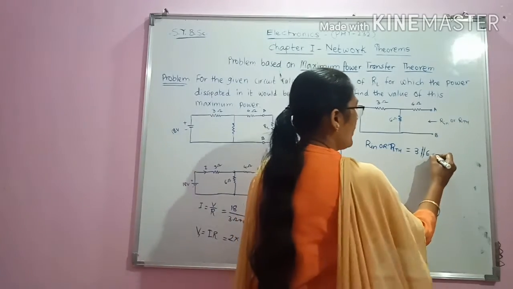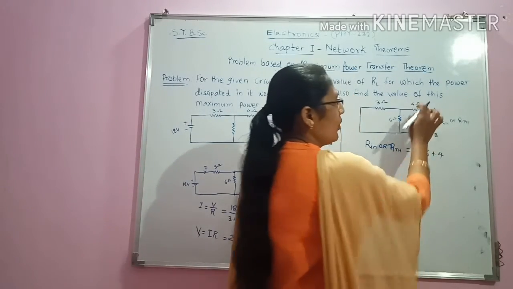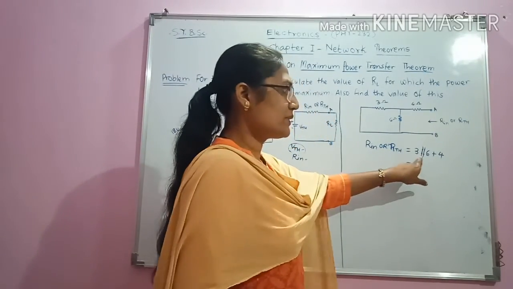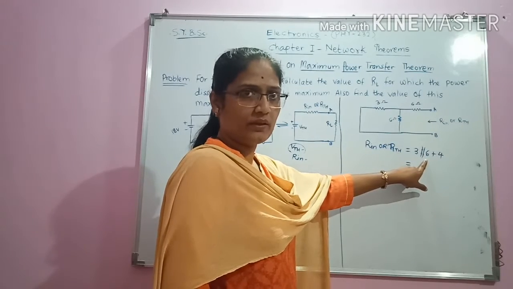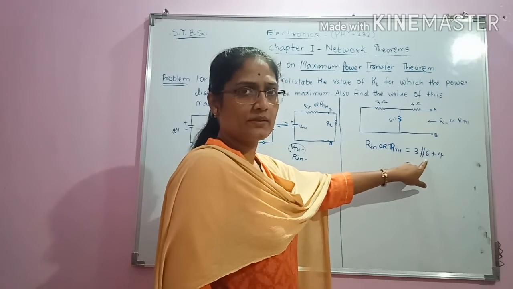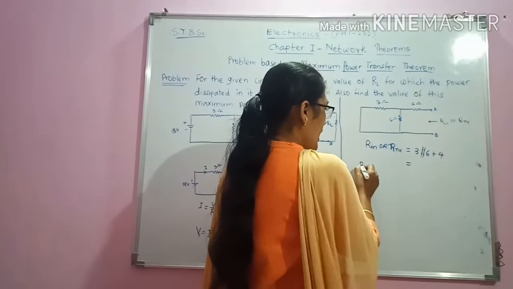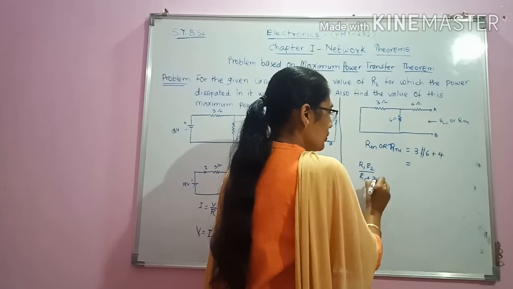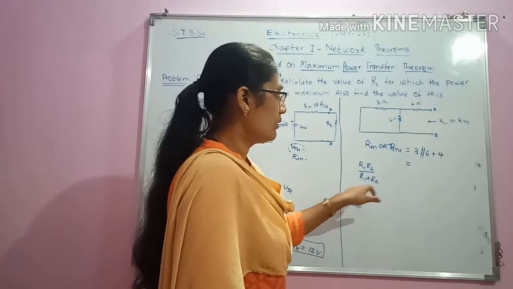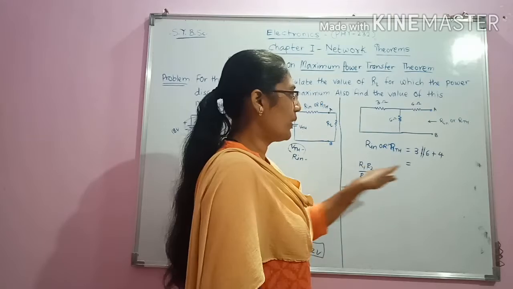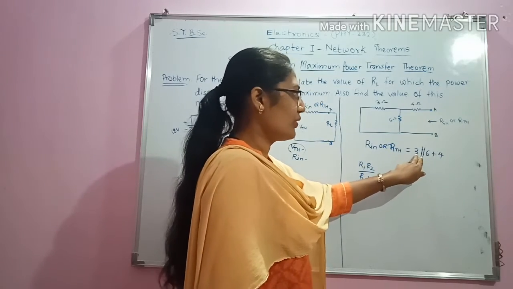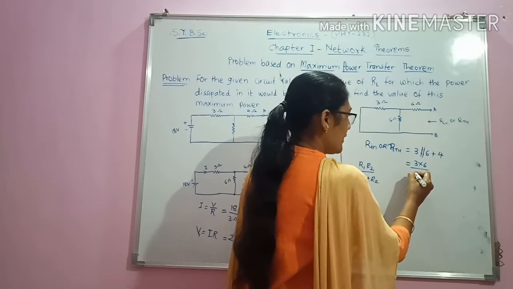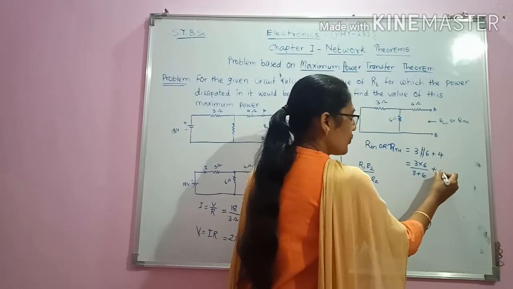And we have to add a 4 ohm resistance in it. But we know that if the resistances are parallel to each other, then their equivalent resistance is given by the formula R1 R2 divided by R1 plus R2. So we will obtain this value of equivalent resistance for 3 and 6: R1 R2 means 3 into 6 divided by 3 plus 6, plus 4.